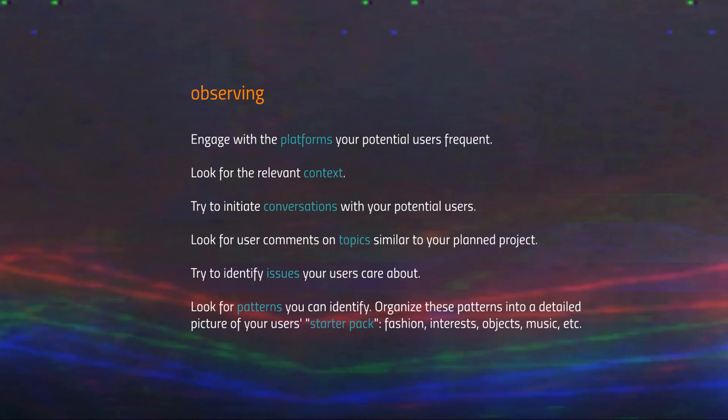This might be predominantly visual, it might be textual. You need to figure this out. And once you've figured this out, then it's important that you try and initiate conversations with your potential users. Ask them questions. That's why forums are great.